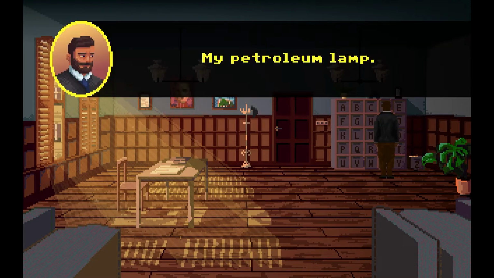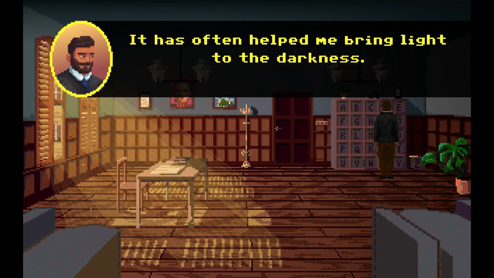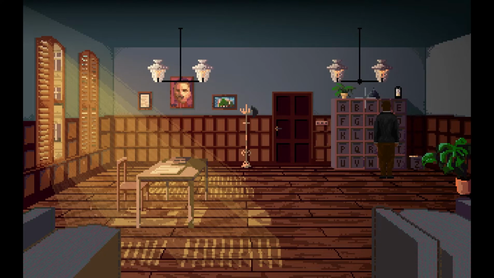Is this water? Oh, my petroleum lamp. It has often helped me bring light to the darkness. Let's not pour that on the plant.